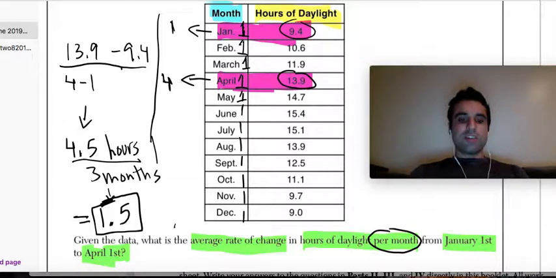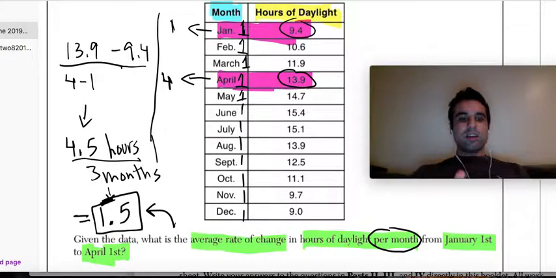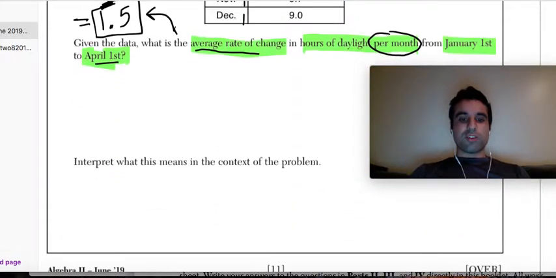All right, so that is our answer to the first part of the question, okay? I'll just copy it down. It's actually better if you could see the table with it, right? So the average rate of change is right there. The hours of daylight per month increases by 1.5 hours on average each month. All right, so that was the first part of the question. We got the average rate of change in hours of daylight per month from January 1st to April 1st. Usually we have to put the units, but if they put it for us, we don't have to. Now let's go to the next part of the question.